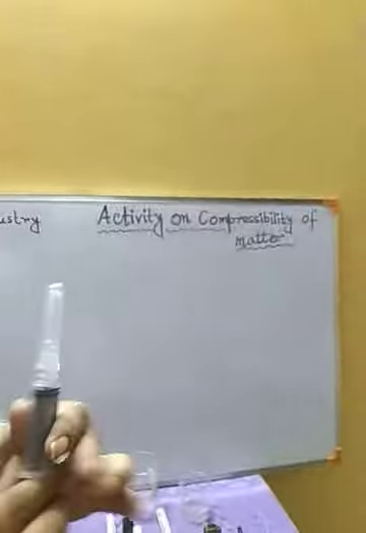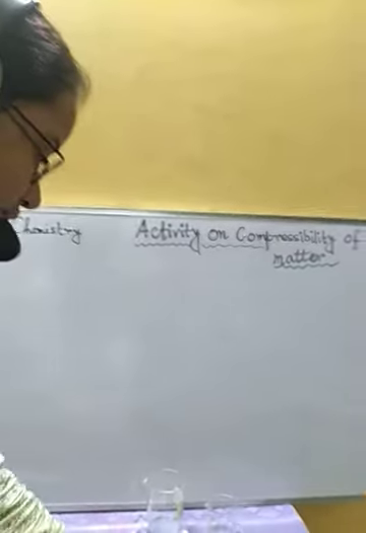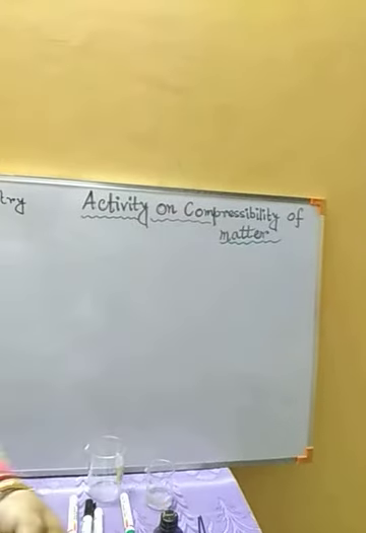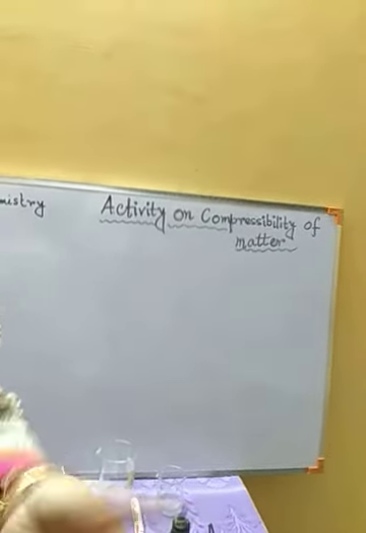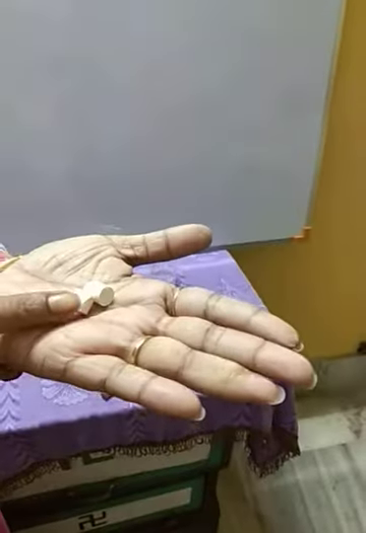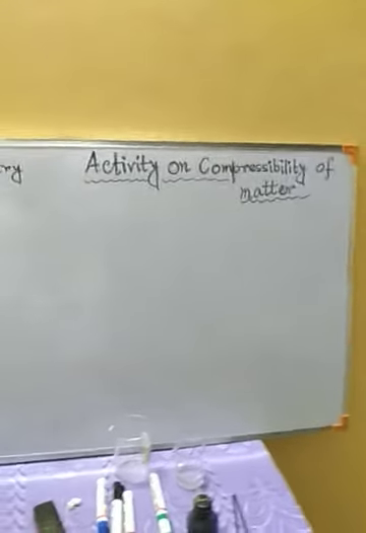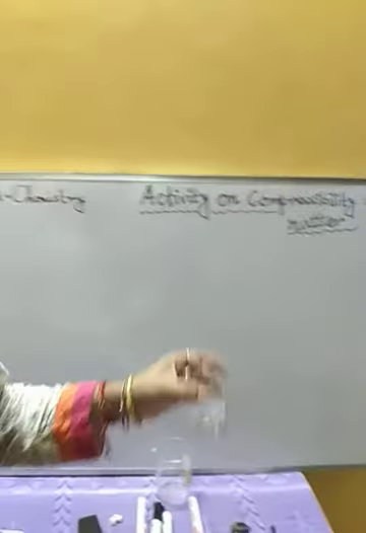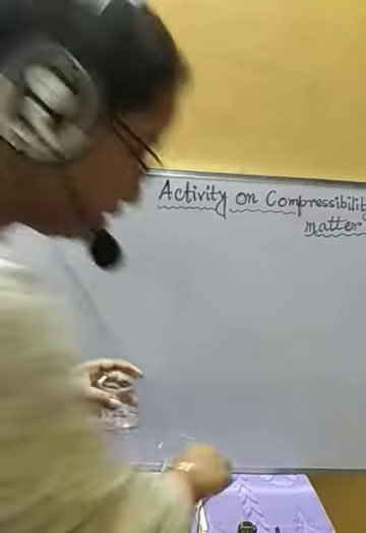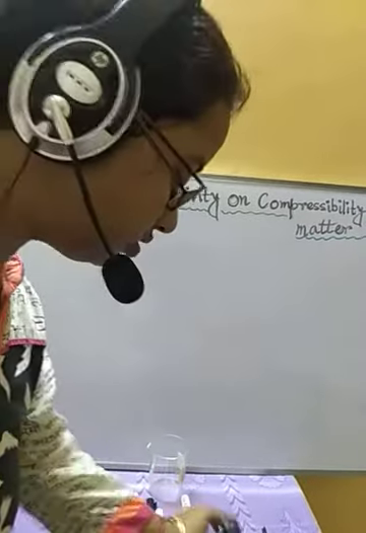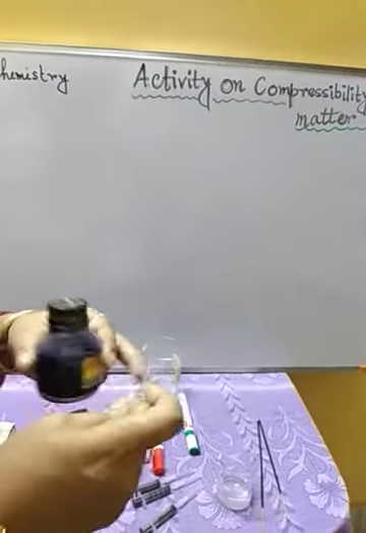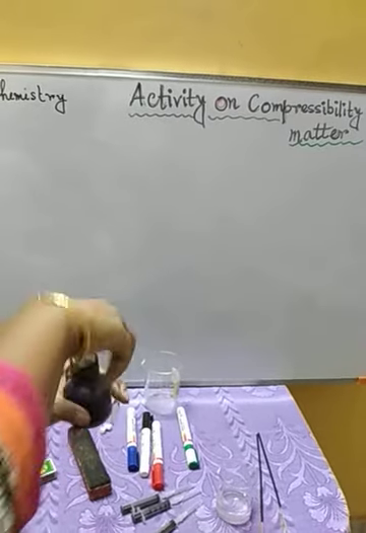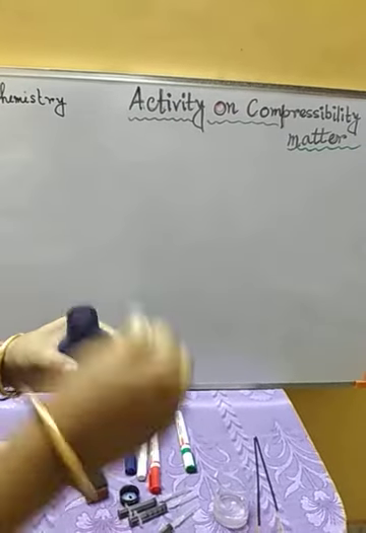For this, we need three disposable syringes like this. Okay, this is easily available in the market. For solid, we are going to use chalk. You can see chalk pieces that will act as solid. For liquid, any liquid we can take. Here we are going to use water, and to make it colored so that it can be easily visible, we are going to add a few drops of ink in it.